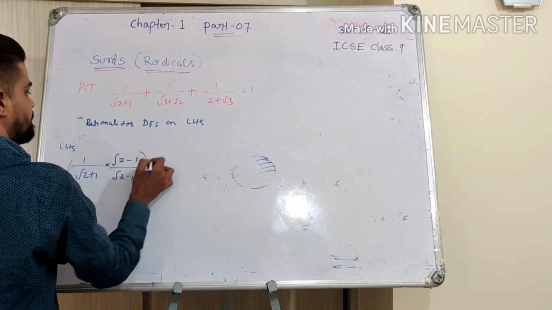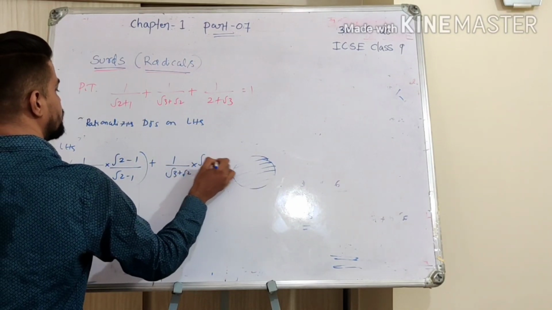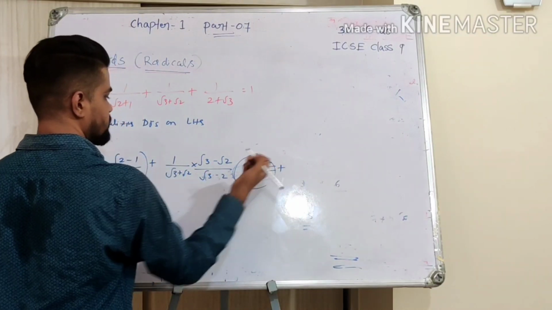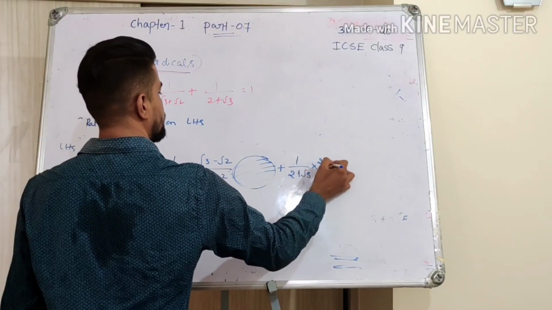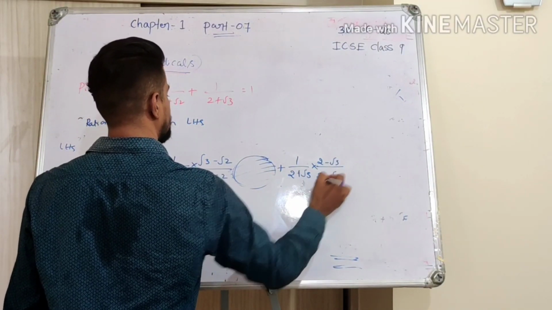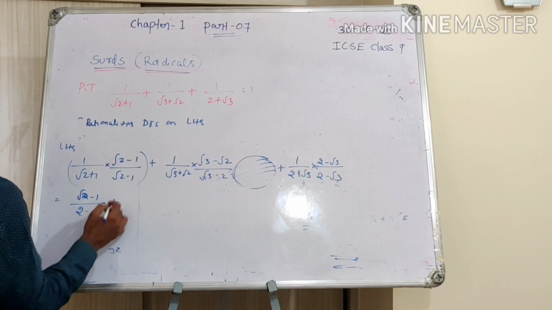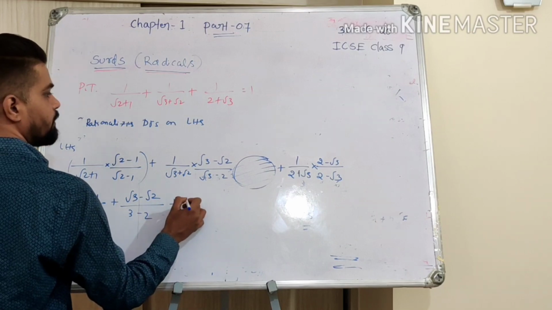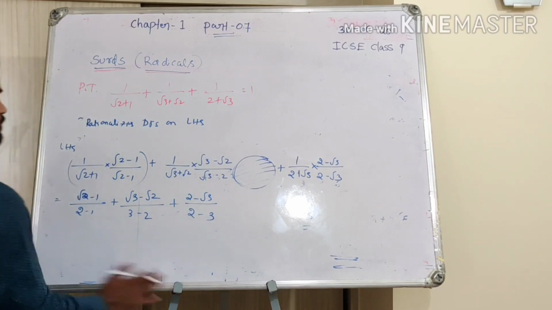Okay, plus 1 by root 3 plus root 2 into root 3 minus root 2 by root 3 minus root 2 plus, I'm not writing here so it's not visible for you because of the lighting. So into 2 minus root 3 divided by 2 minus root 3. So we end up with root 3 root 2 minus 1 by 2 minus 1 plus root 3 minus root 2 by 3 minus 2 plus 2 minus root 3 divided by 2 minus 3. This is what we get.